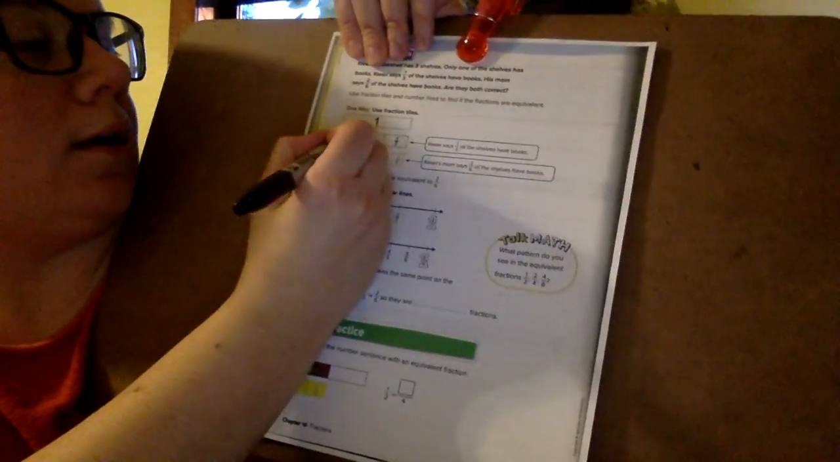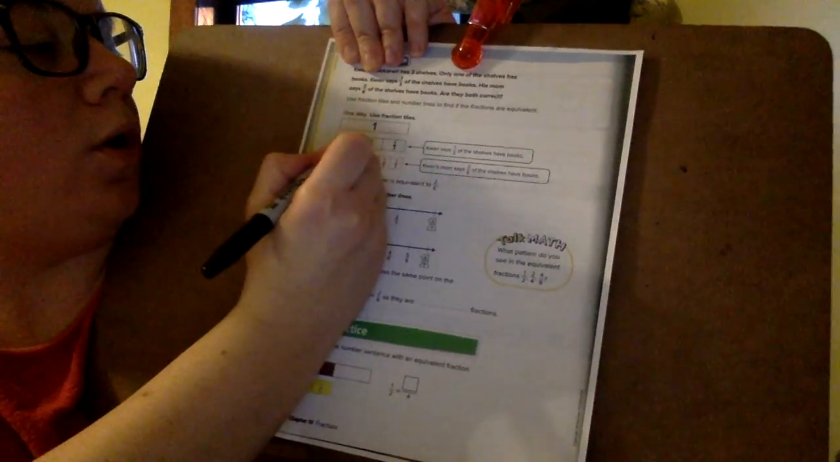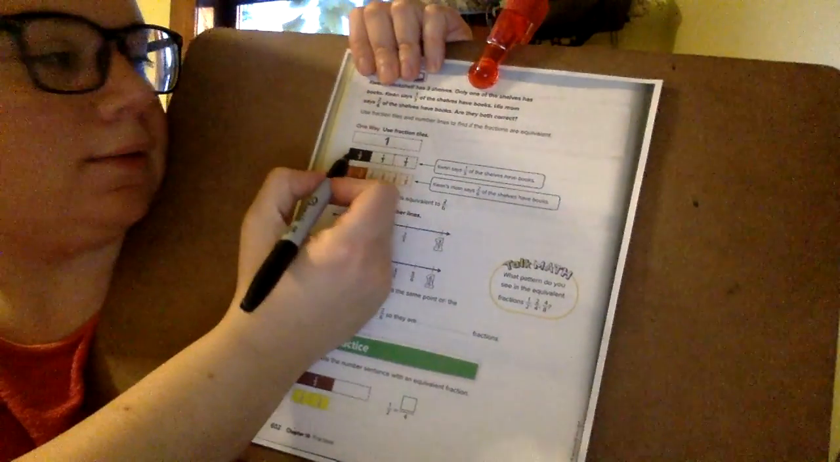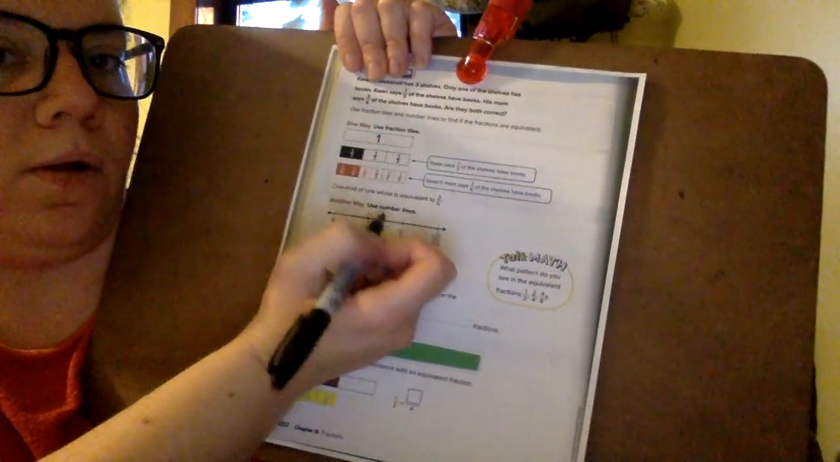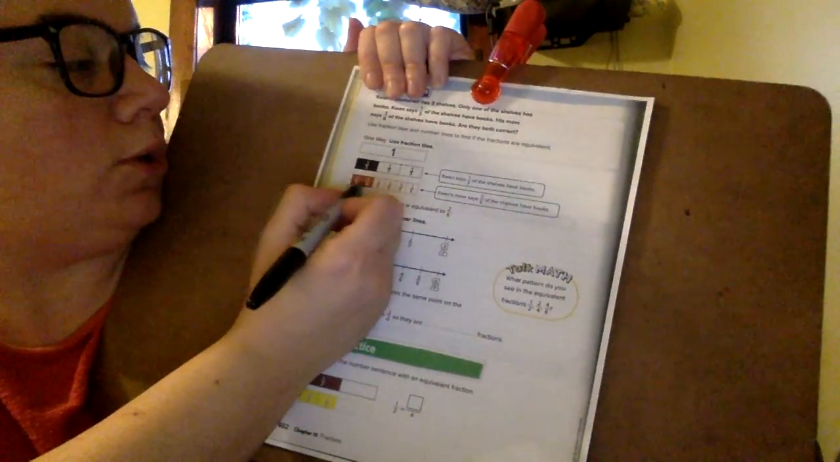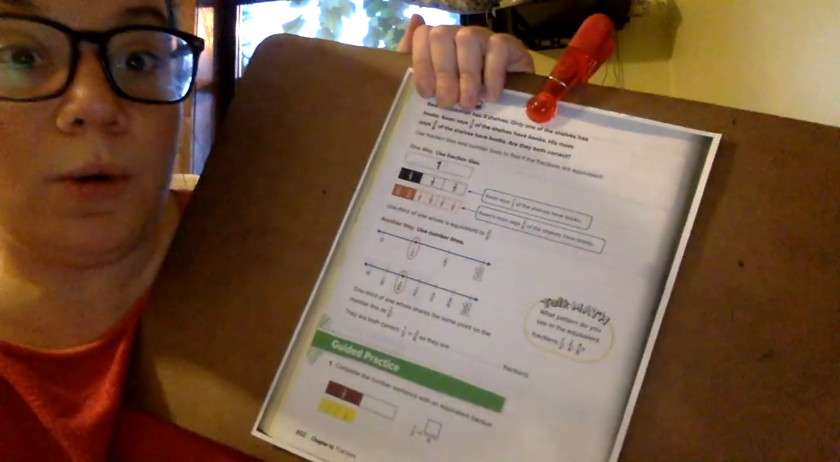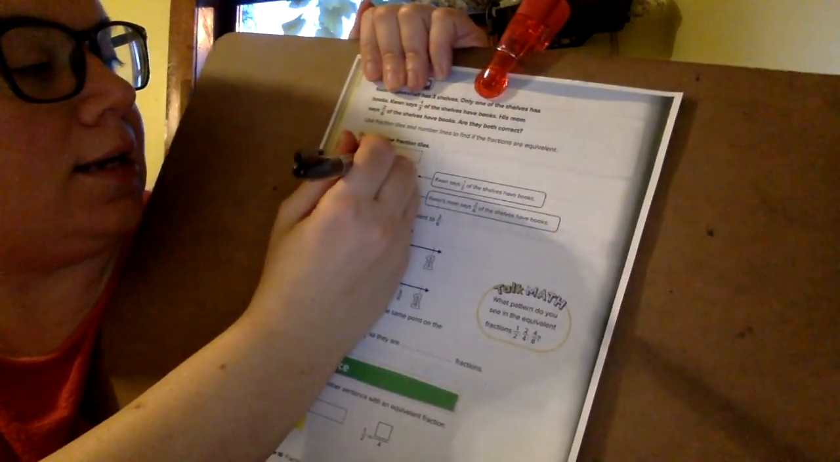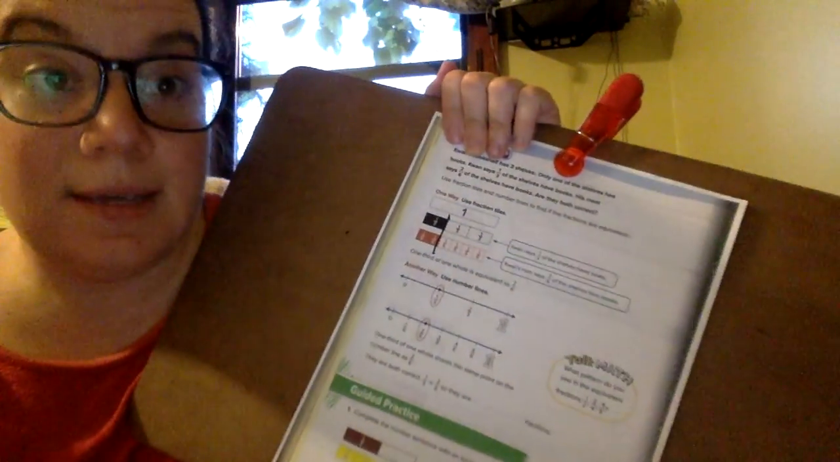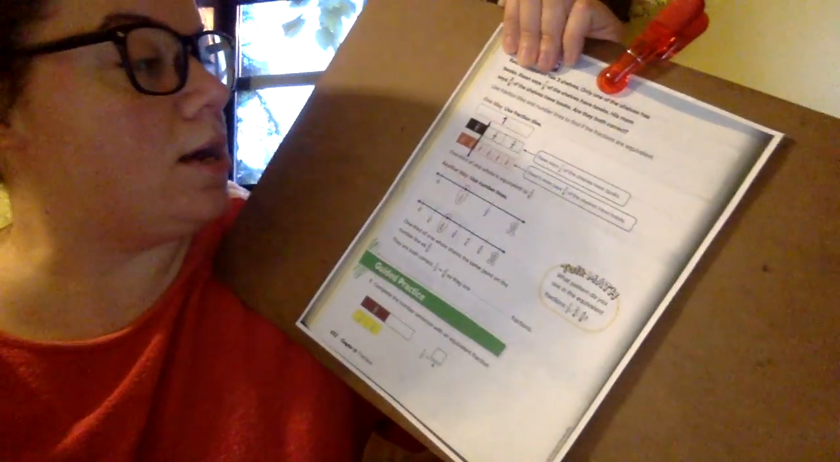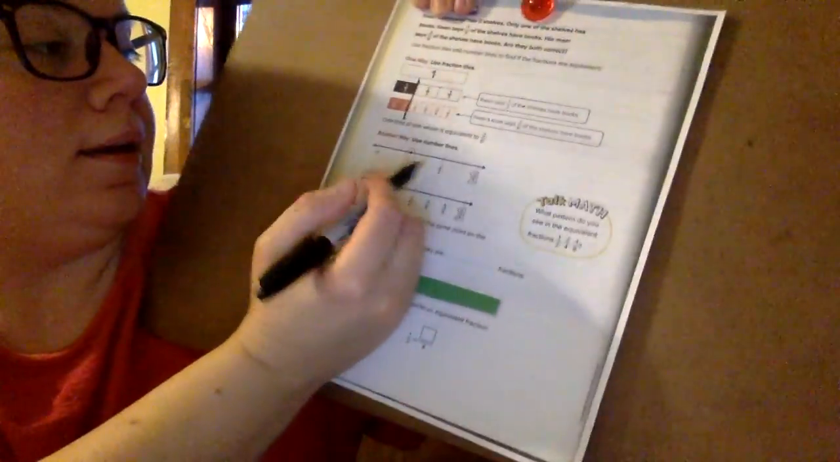So here's our one whole. Here is our one whole split into 3 parts, and 1/3 of that is shaded. And then here is our one whole split into 6 parts with 2 of those pieces shaded. And lo and behold, if you can see how beautifully it lines up, yes, 2/6 is the same as 1/3. They are equivalent.